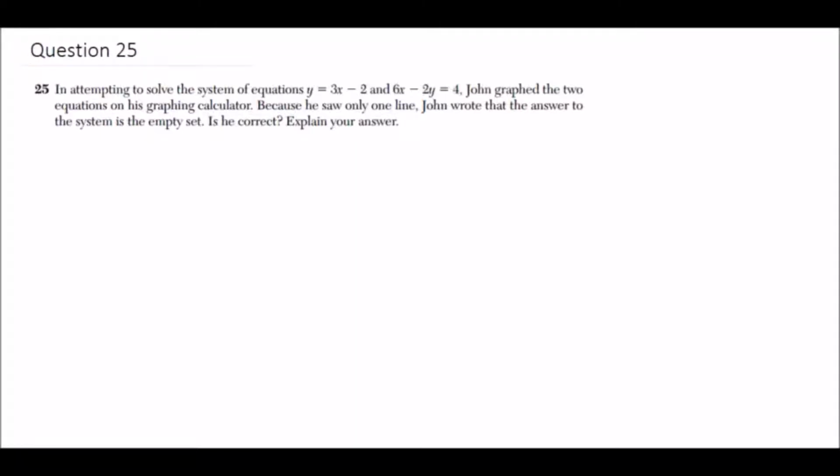This is the first question of part 2 on the January 2017 Common Core Algebra 1 Regents. Altogether, it is question number 25. The question reads: in attempting to solve the system of equations y equals 3x minus 2 and 6x minus 2y equals 4, John graphed the two equations on his graphing calculator. Because he only saw one line, John wrote that the answer to the system is the empty set. Is he correct? Explain your answer.